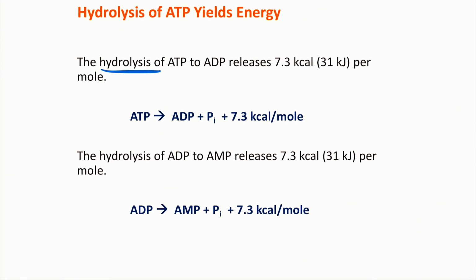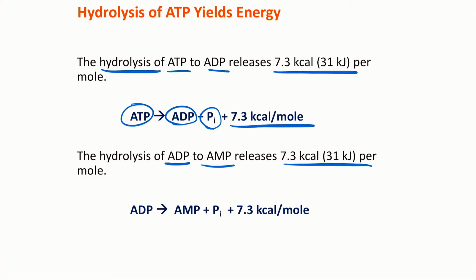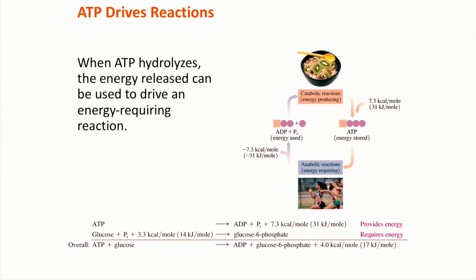The hydrolysis of ATP to ADP releases about 7.3 kilocalories per mole. That's about 31 kilojoules per mole for each single molecule. So if an ATP molecule undergoes hydrolysis, it creates ADP and a phosphate, and it releases energy. Now the hydrolysis of ADP to AMP also releases the same amount of energy, 7.3 kilocalories per mole. Now ATP is the main molecule that drives the reactions.